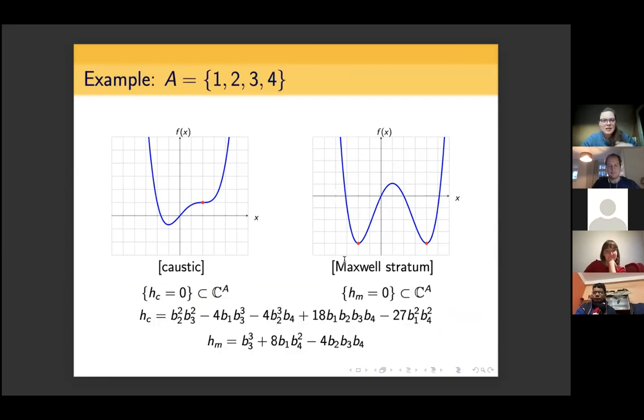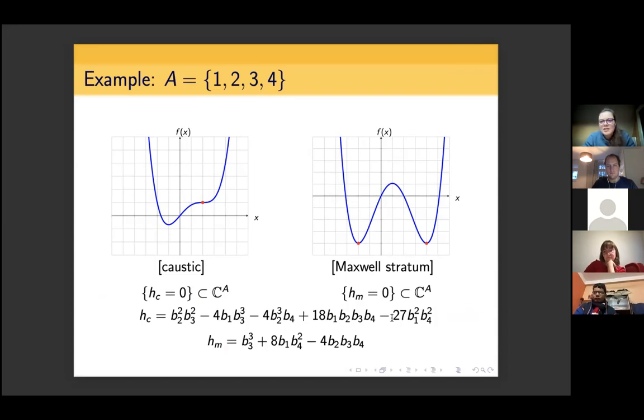As I said, usually we expect those strata to be of codimension 1, so they're going to be given by some polynomials. They're going to be some hypersurfaces, and let me give you an example. A is equal to 1, 2, 3, 4. It's the easiest non-trivial example where you can see both of the strata. So the caustic then would be given by polynomial HC, and you can recognize it. You've seen it a couple slides before or something similar.